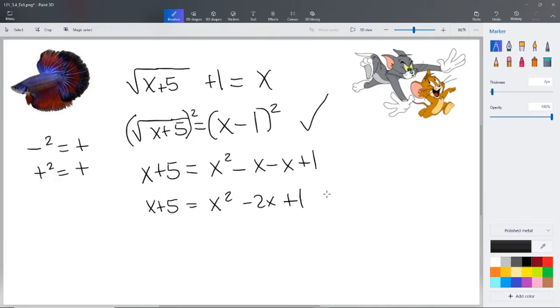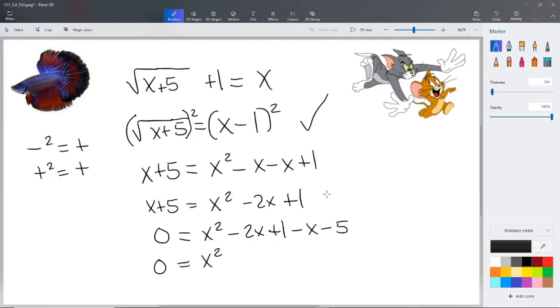We've got x squared minus 2x plus 1 on the right. We've got x plus 5 on the left. Let's make it equal 0, because when it equals 0, we can solve quadratics a heck of a lot easier, especially because this is a quadratic. So we're going to say 0 equals x squared minus 2x plus 1. And we're going to bring over the other x, that's minus x, and bring over the 5, that's going to be minus 5.